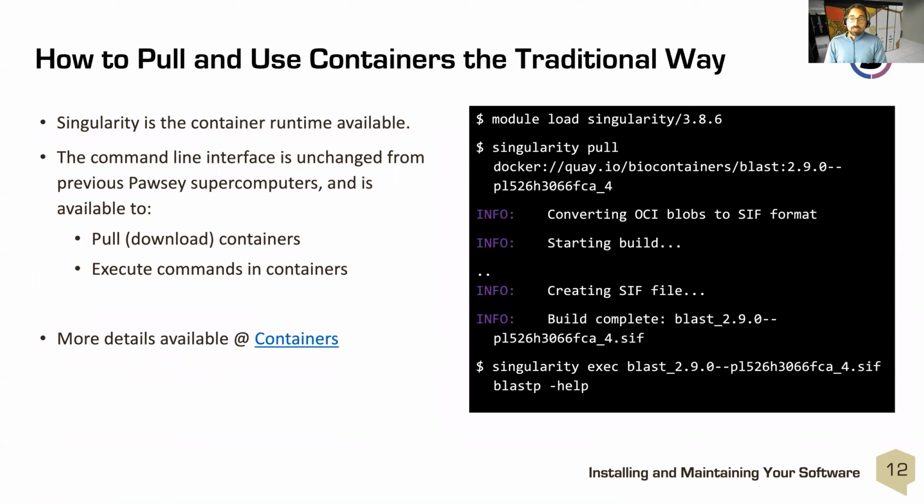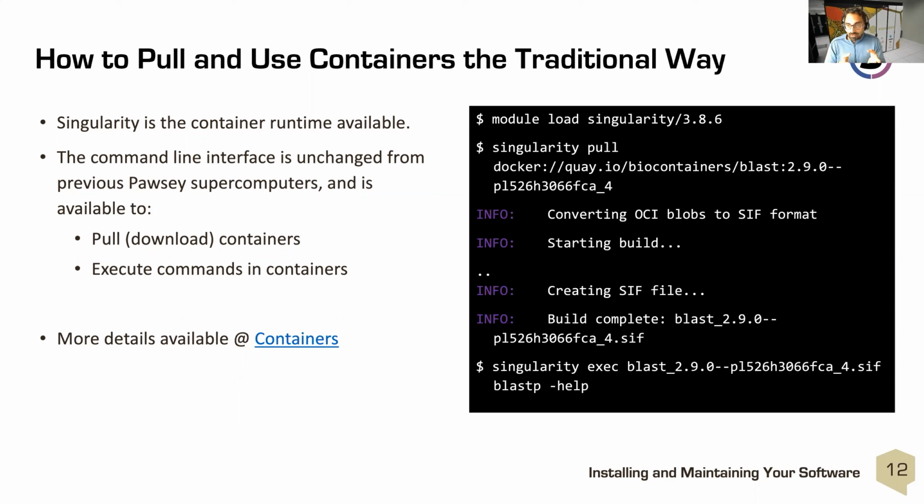So, how to pull and use containers the traditional way. Pre-Setonix, we provided the Singularity module, right? And that Singularity module provided Singularity, which would then be able to run containers. You could pull containers from a particular place and then run them with explicit commands, right? That's still available on Setonix.